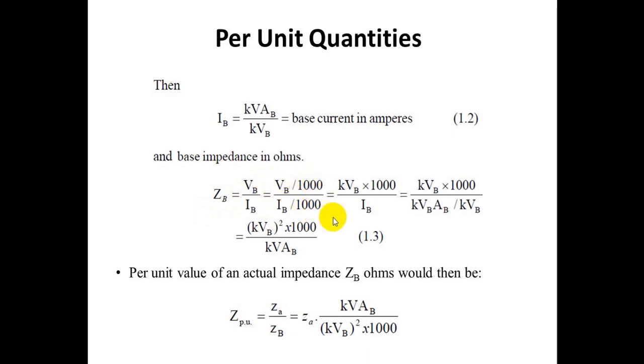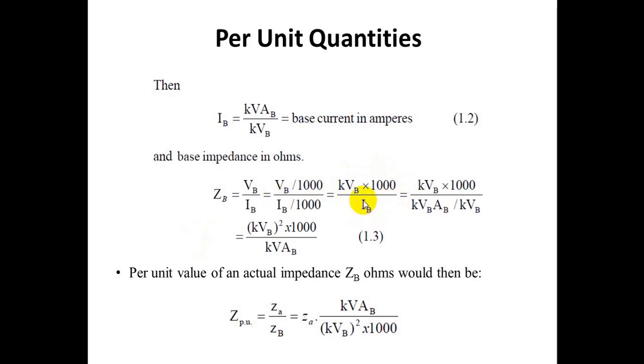This division of 1000 is just to convert this voltage into kV, because we have kV as the base value instead of simple voltage. So taking it in kilovolt will require this multiplication of 1000 factor. So we have taken voltage in kilovolt and current in IB in simple amperes, then multiplying by 1000 will give us the value of Z base.